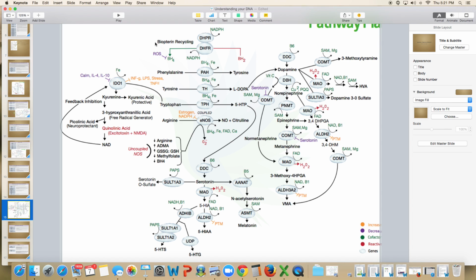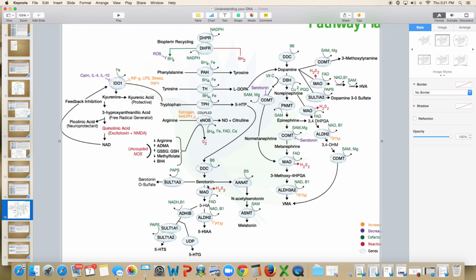So this is biopterin recycling. Hopefully you can see my cursor here. Biopterin goes down through phenylalanine, tyrosine, tryptophan, and it feeds down to serotonin down here at the bottom, and you can see the MAO down here. MAO is how you degrade serotonin. It is a Y chromosome defect, so men can only have a single allele defect. Women can have a double allele defect.